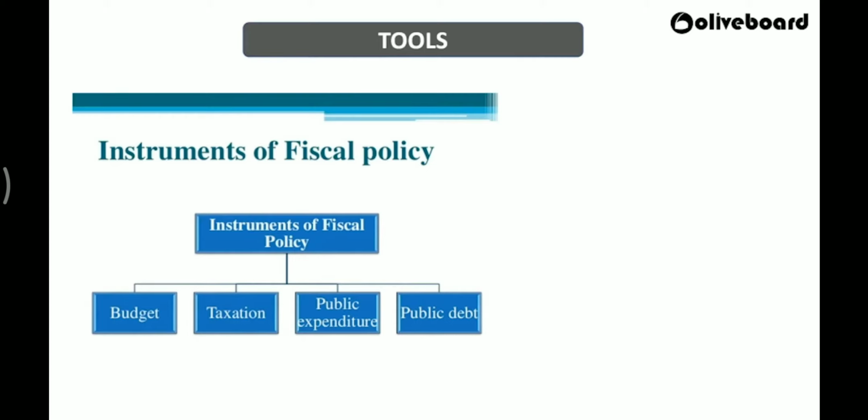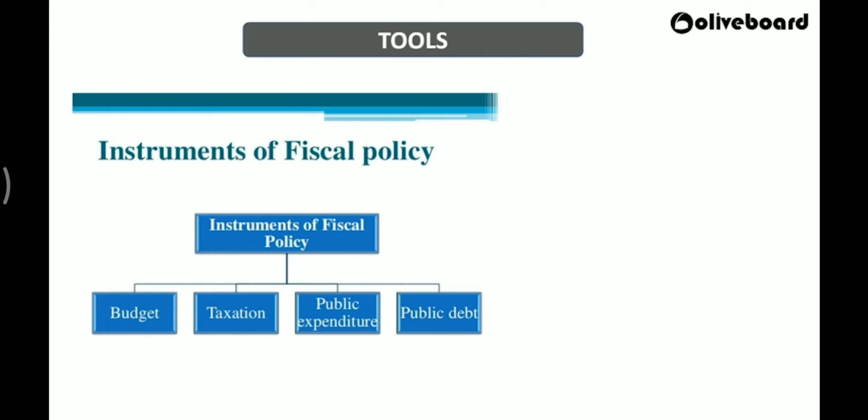If public expenditure increases, then the government wants to pump in money, or the government wants to set in a boom or a development mode in the economy. Public debt means when the government borrows, how much the government is borrowing.